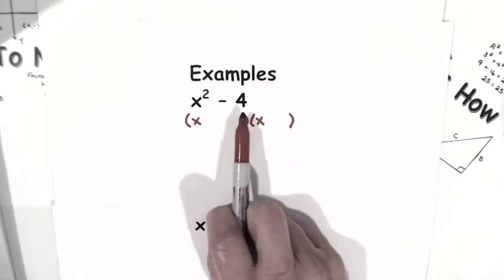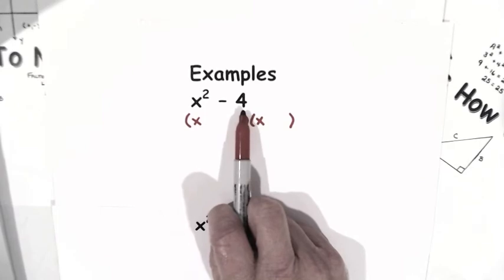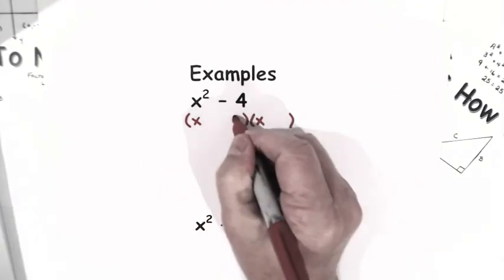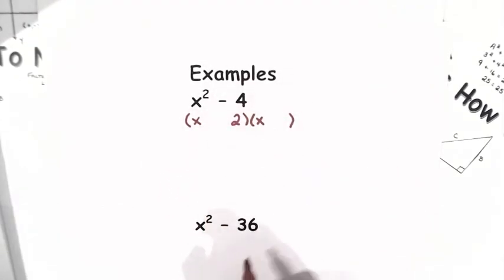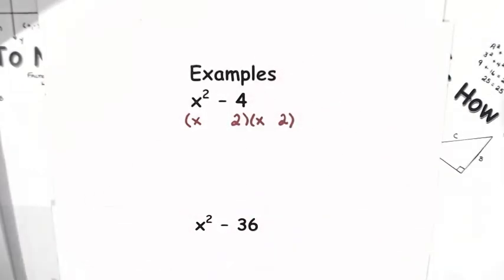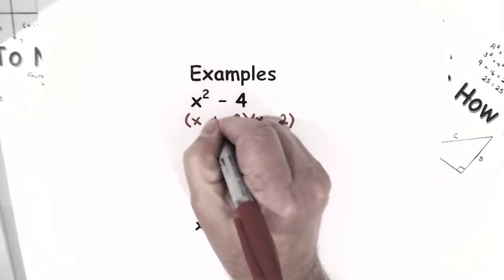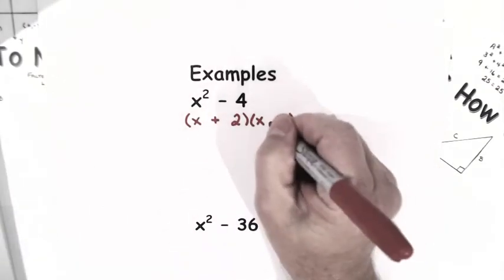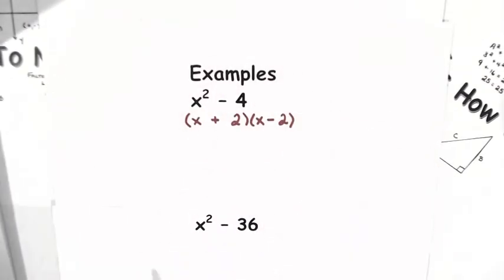I'll look in the back. I've got a 4 back here in the back. It is a perfect square. That means I can take the square root of 4. The square root of 4 is 2. That means I'm going to put a 2 in the back of one set of parentheses, the other 2 in the back of the other set of parentheses. Now I need to put a plus sign in one of them and a minus sign in the other. I have just factored that binomial.